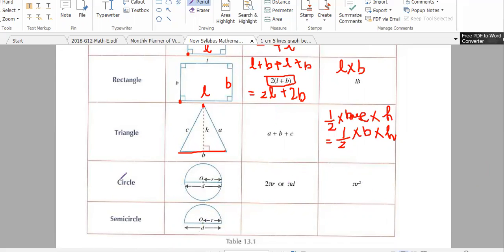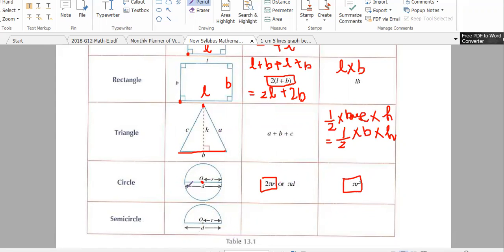Okay, the fourth shape is the circle. So a circle has a center. This is the center of the circle, and the distance from the center to any point of the circle will be the radius. So the perimeter of a circle, also called the circumference of the circle, is 2 pi r, or it can also be written as pi d, because 2r is d. D is the diameter, and the area of the circle is pi r square.